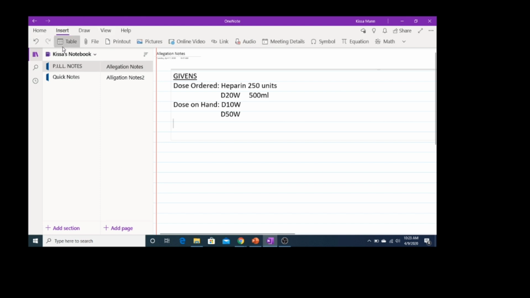I'm going to insert a table. Yeah, that can work. And then with the table, you want to input your highest concentration in the top left corner first. So your highest concentration in the highest spot on your table. So I will input D50, and then my next lowest concentration, I'll input D10 down here, and then the concentration that you are intending on compounding, you'll put it in the middle.